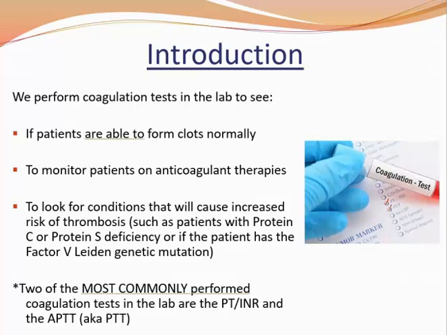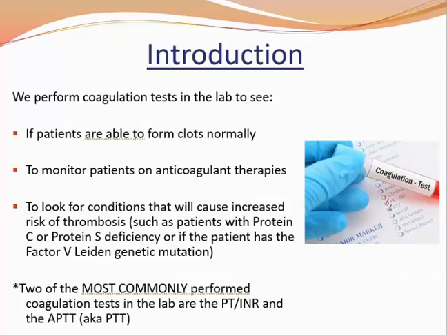So you may hear some of those drug names commonly when we're talking about patients on blood thinners or anticoagulant therapies. We also do coag testing to look for conditions that will cause increased risk of thrombosis or clot formation, and those might be those patients that have protein C or protein S deficiencies that we learned about in the coagulation lecture, or even the factor V genetic mutation.